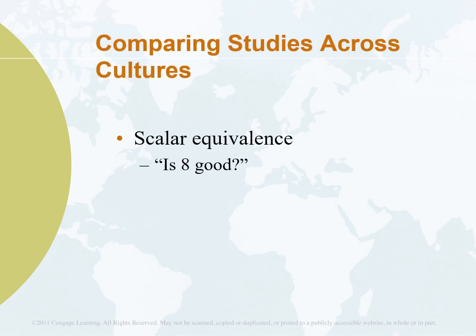Comparing studies across cultures, scalar equivalence. That's what I'm talking about, right? Is 8 a good number or not? There's scalar equivalence here. There could be courtesy bias. Courtesy bias: people feel that they want to be nice to others.